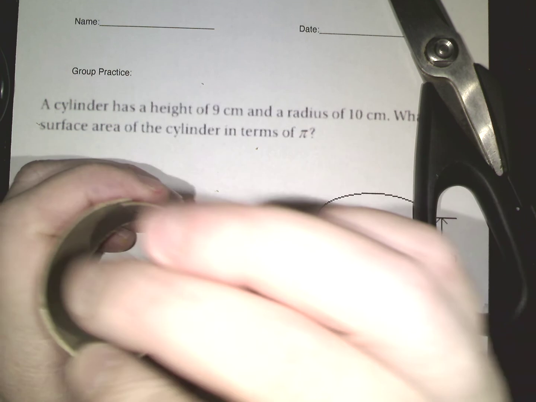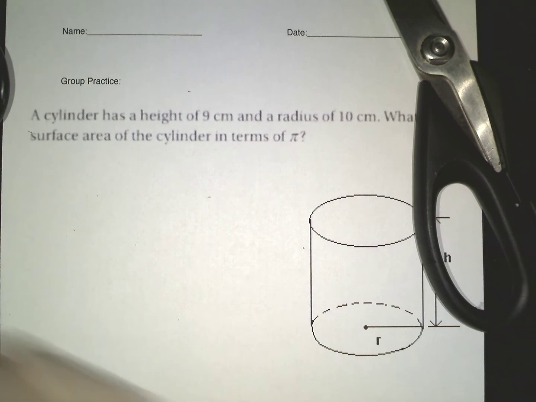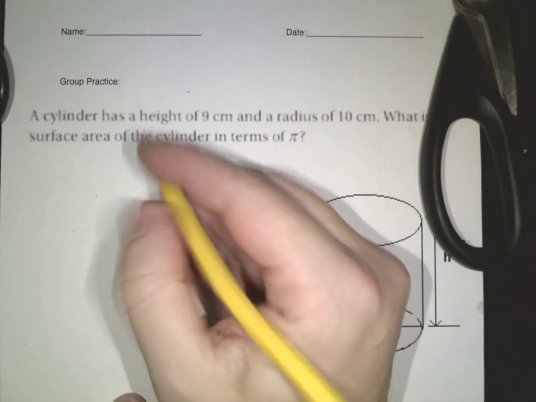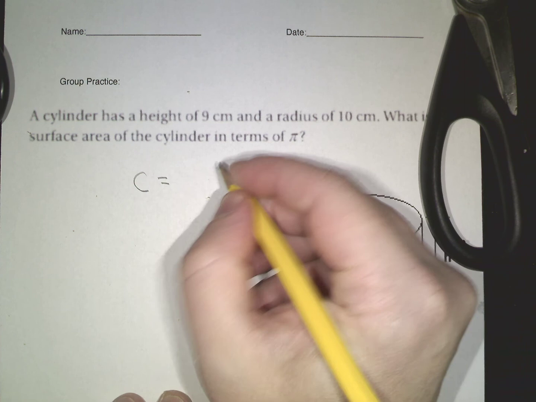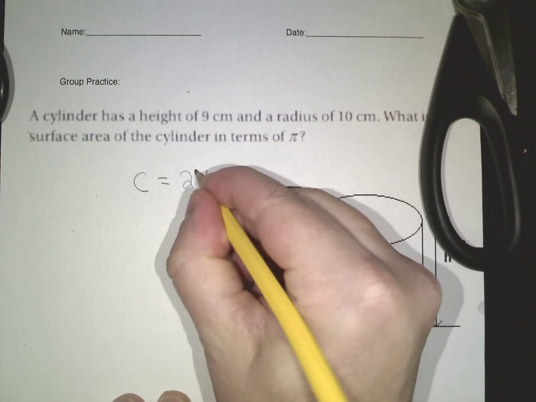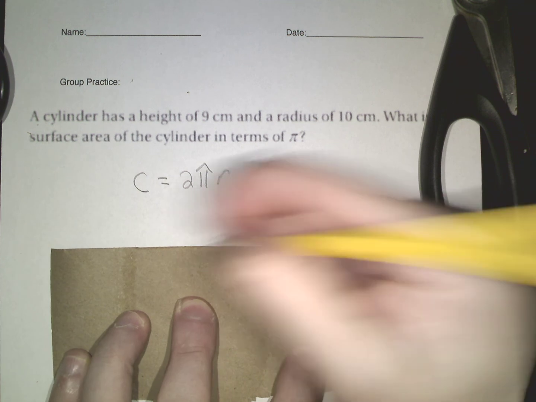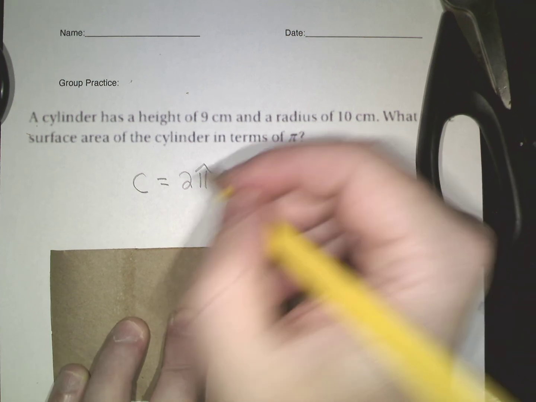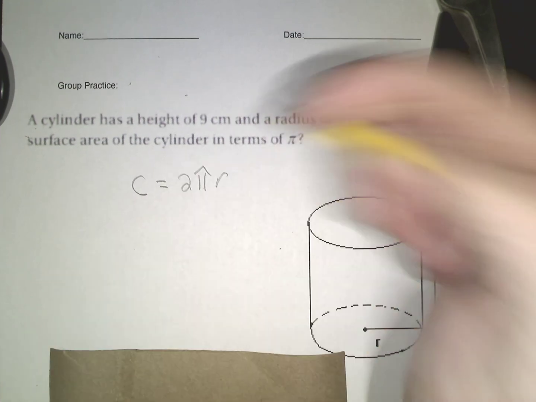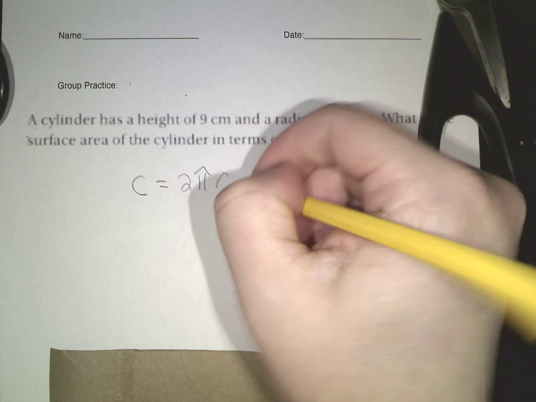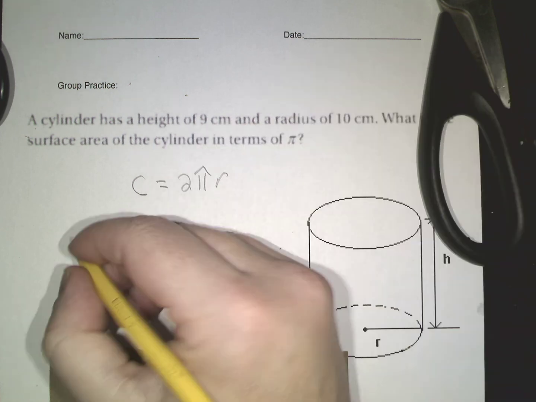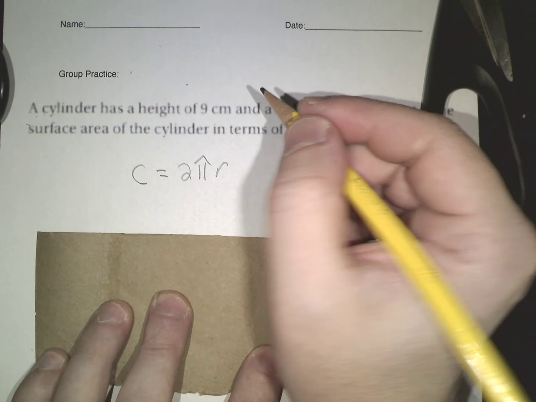I can determine what this shape is because there's something called a circumference, which is the length on the outside of a circle. And the way we measure circumference is 2 pi r. So, if I want to find the lateral area of a cylinder, I can think of it as a rectangle.